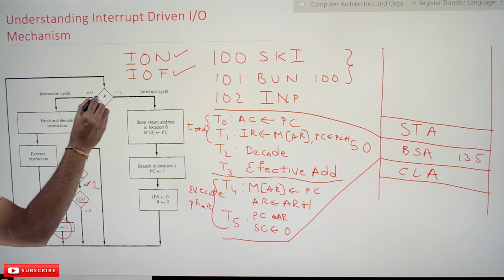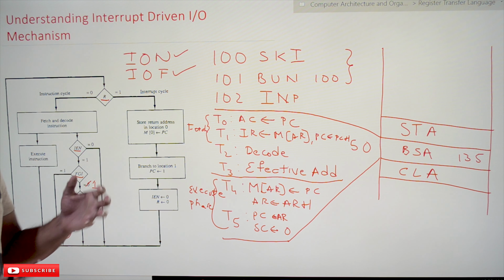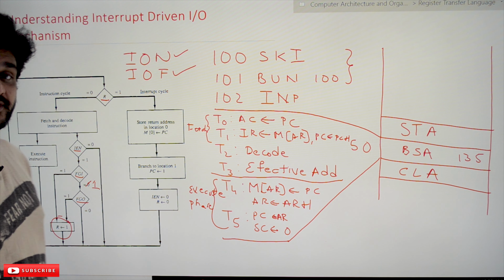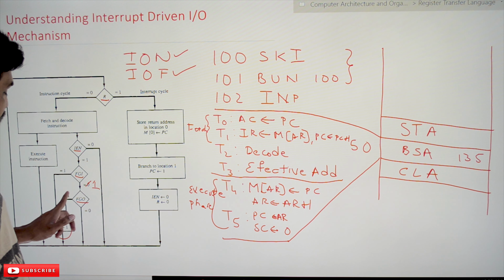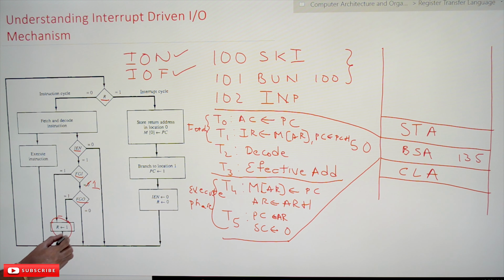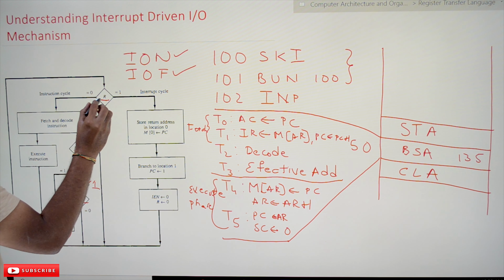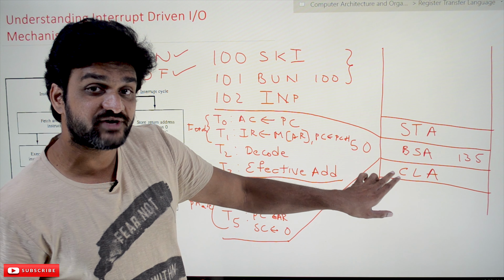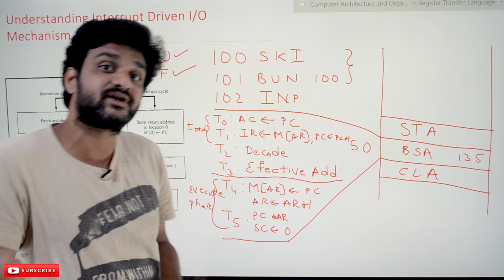This R is another flip-flop, and it is made 1. If FGO is on, then also the R flip-flop is made 1. If it is an output operation, then the FGO flip-flop will be 1, and if it is 1, R will be made 1. This instruction is getting executed and the checking is happening in parallel. So R is made 1. After this instruction is done, we start the execution of the next instruction.